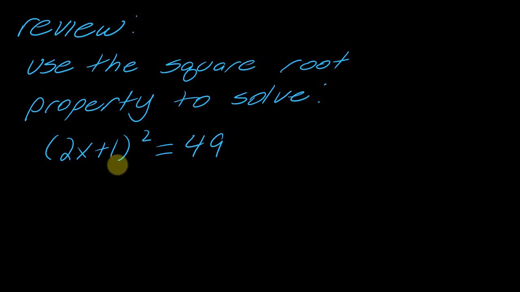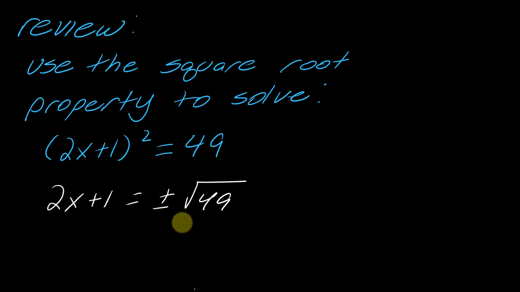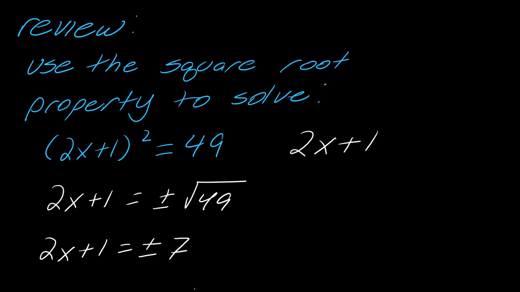The square root property assumes that you have something that looks like this. So something squared equals a number, okay? To solve, I would take the square root of both sides. When I do that, the side with the number is going to have this plus or minus in front of it. So I have now 2x plus 1 equals plus or minus 7, and then I break this into two separate cases. So this becomes 2x plus 1 equals 7, and 2x plus 1 equals negative 7.